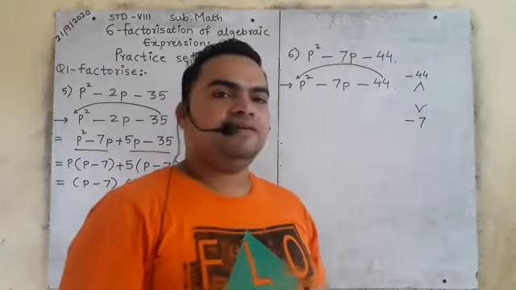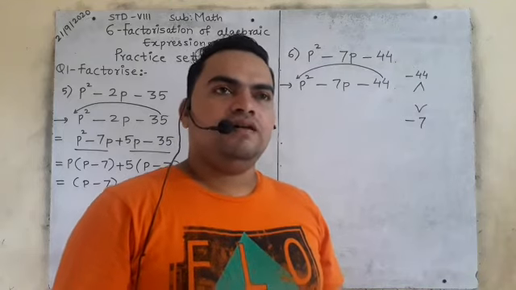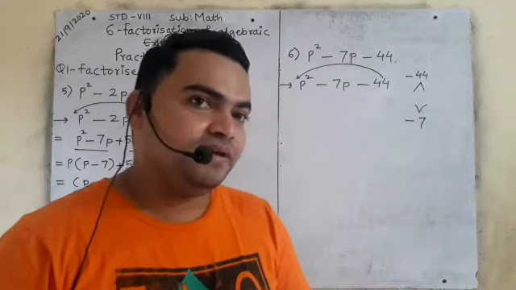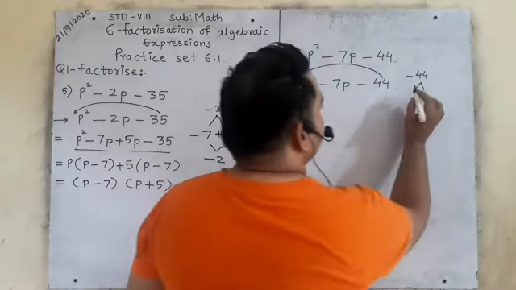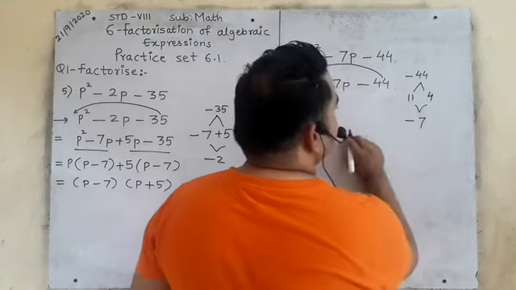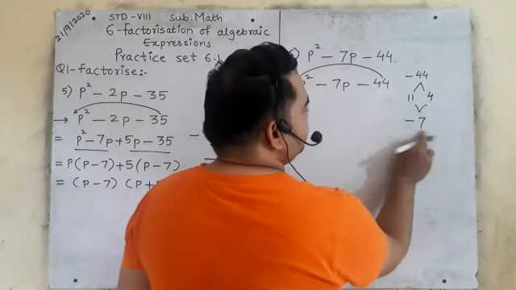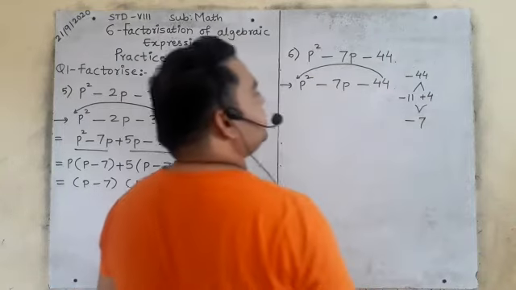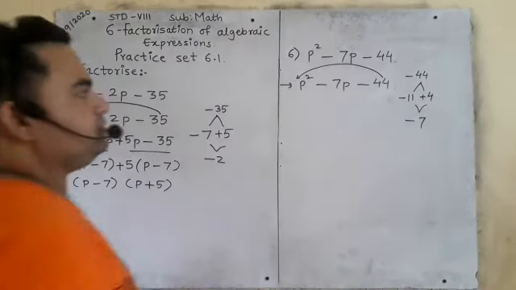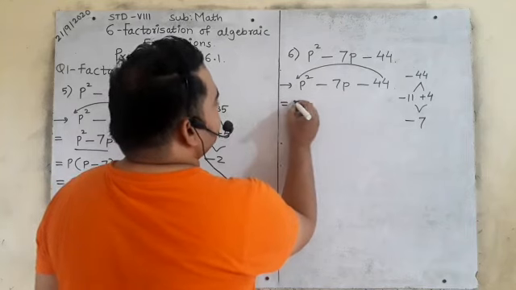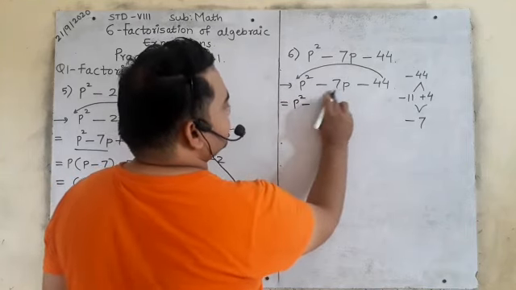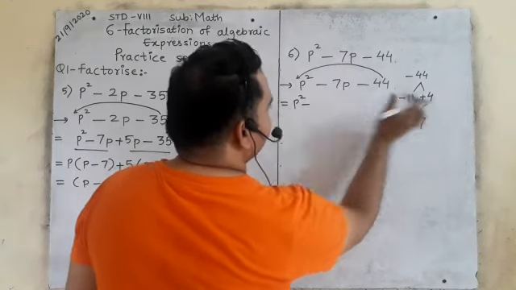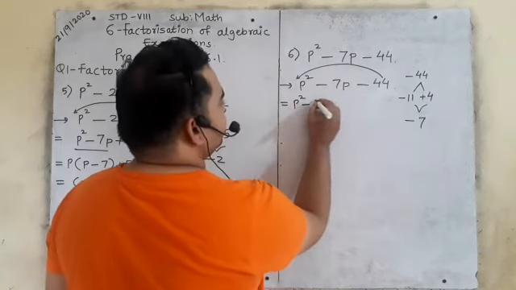44 comes in which table? I have told you since lower classes, whenever the same digits come, you have to use the 11 times table. Yes. So 11 fours are 44. But the answer should be minus 7. It means the bigger number should be minus and the smaller number should be plus. Okay. Now see. First term you will write as it is. Instead of this minus 7p, split this and you will write these two factors with this variable p.